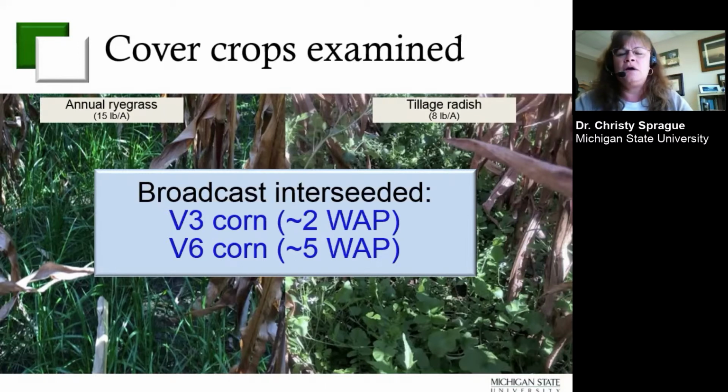So again, our pre-emergence herbicides were applied right at planting. We came back, interseeded at V3, and then some of the treatments at V6. Or if we're using the post-emergence herbicide applications, we made those applications just prior to the broadcast interseeding of the cover crops.